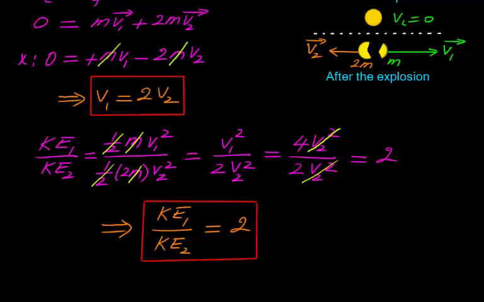This is also true if the object is going to break into two parts, one of them 3 times the other. The smaller piece is going to have 3 times the speed of the larger piece and also 3 times the kinetic energy of the larger piece.